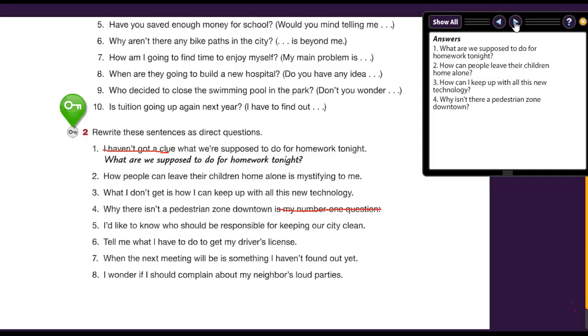Who should be responsible for keeping our city clean? You said who should be? Yes. Who should be responsible for keeping our city clean? That's correct. Number 6.